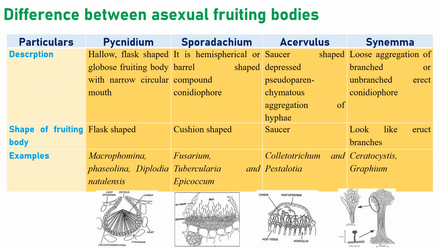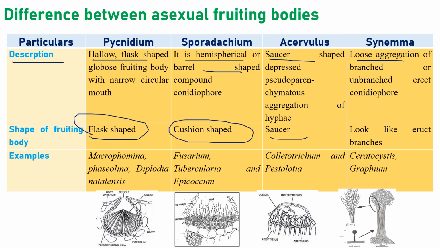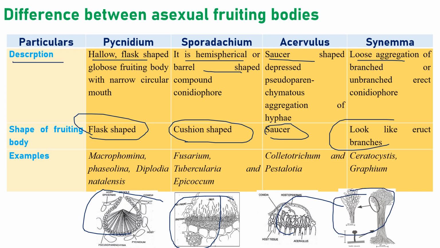In a comparative way, we can describe pycnidium as hollow flask-shaped, sporodochium as hemispherical barrel-shaped, acervulus as saucer-shaped, and synnema as a loose aggregation of compound and branched conidiophores. Generally, in the shape of the fruiting body, Pycnidium is flask-shaped, Sporodochium is cushion-shaped, Acervulus is saucer-shaped, but Synnema looks like branches. Examples have been given. These are the diagrammatic representations of Pycnidium, Sporodochium, Acervulus, and Synnema. For a detailed understanding, please refer to our previous lectures, where I have mentioned microscopic images also for easy understanding.